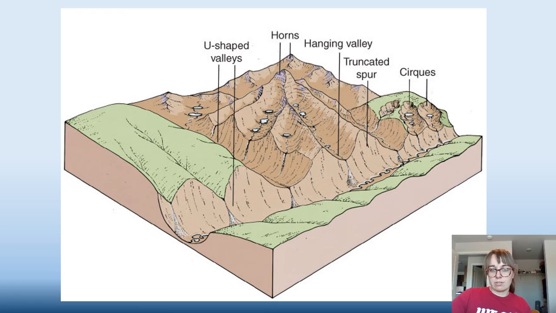This is just a nice little diagram to show what a U-shaped valley looks like and some of those other erosional and depositional features as well. Here I'll highlight this U-shaped valley for you. You can see over here on the edge, a normal river valley has this V shape. But a valley glacier valley is going to create a U-shaped valley. And then you can also see up here some other cool features like horns and cirques. But remember, the most important thing to know is a U-shaped valley.